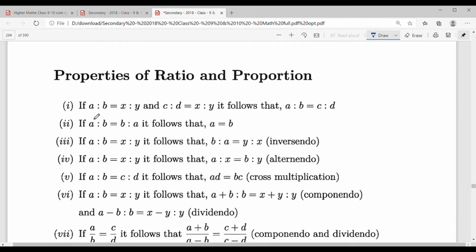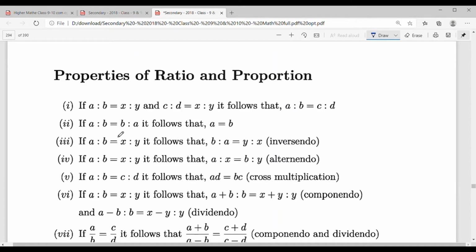Property 1: if A is to B is equal to X is to Y and C is to D is equal to X is to Y, it follows that A is to B is equal to C is to D. That means if A by B is equal to X by Y and C by D is equal to X by Y, then obviously A by B is equal to C by D. Clear? Property 2: if A is to B is equal to B is to A, it follows that A equal to B. This is very simple.